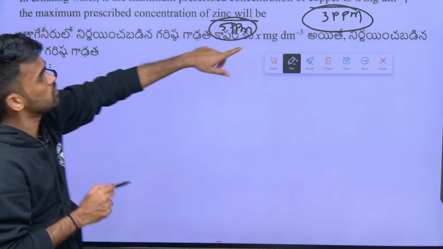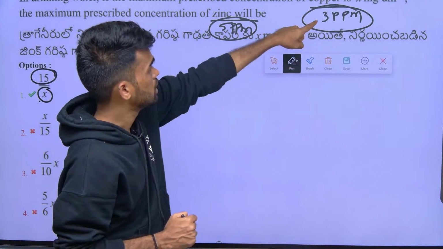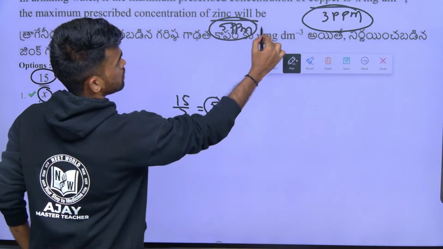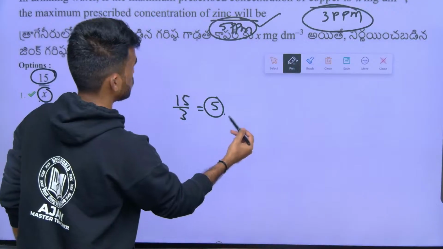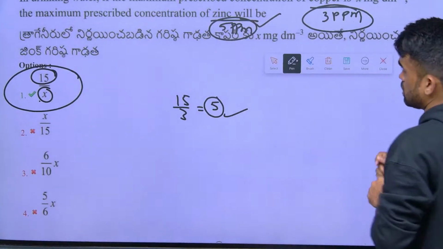X is for copper, and they are asking the maximum for zinc. If X is 3, then 15 by 3 will be 5. So 5 is for zinc. So the first option is the perfect answer for this question. Okay, let's discuss the other one.